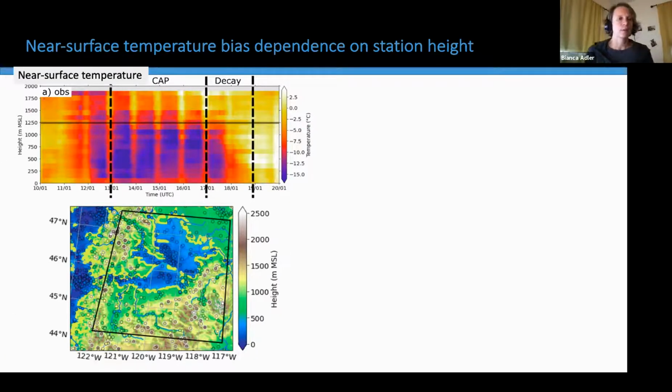And this top plot here shows a time height section of the near surface temperature observed at all these stations. And you can nicely see the cold pool period, with the stations below the mean ridge height measuring cold temperatures of less than -10 degrees, and then the stations above the mean ridge height were partly more than 10 degrees warmer.